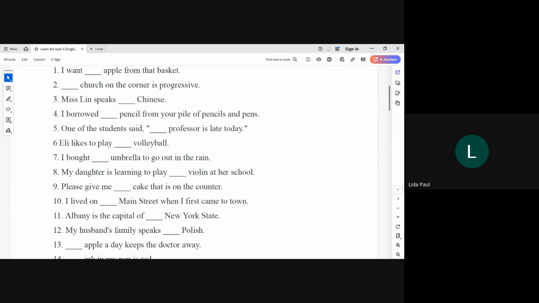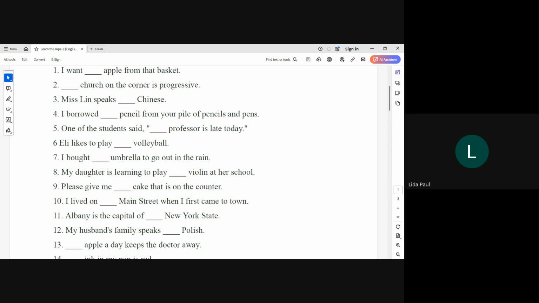But if I change it to, I lived on dash Meera Road when I first came to town, then there you need the article. You have to say, I lived on the Meera Road when I first came to town. So it's not the name of a street. There could be first cross street, second cross street, or some streets might have their name. Those inroads and small streets don't take the articles. They can happen without it. But if it's a road, then you can use the article the.